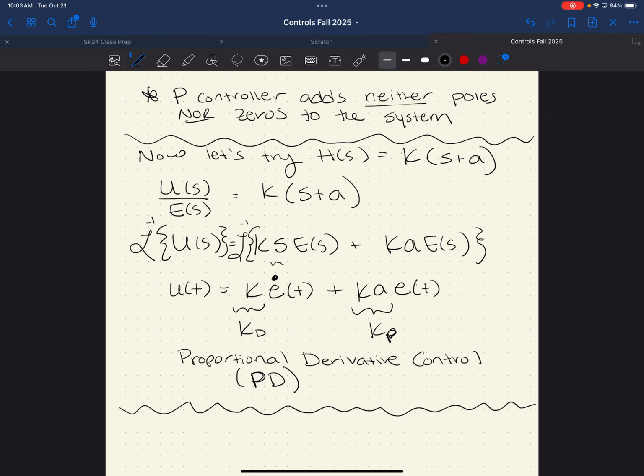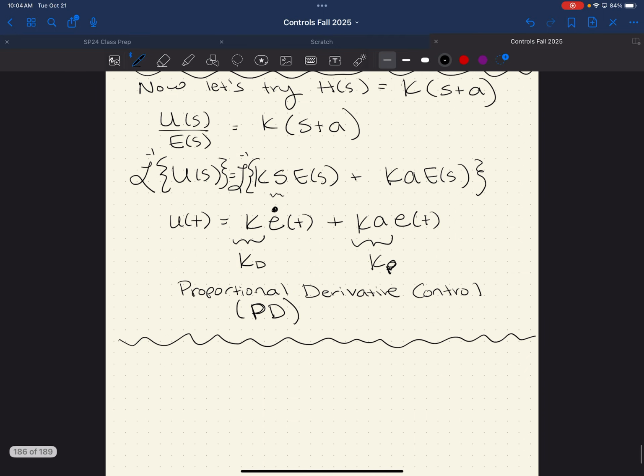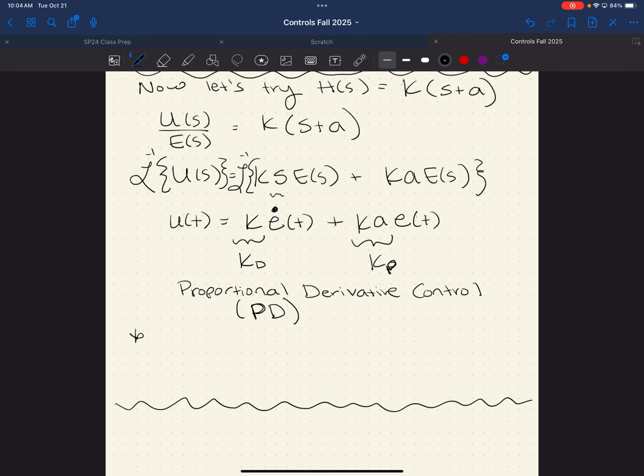Using your pattern recognition skills, what do you think is our next controller? What do you think it's called? The integral controller. Yes, we will call it I control, or better yet, we'll continue to add a proportional term and we'll have PI, or proportional integral control. Okay, I wanted to add one more note here on PD. PD controllers add one 0, but no poles to the root locus or to the system.